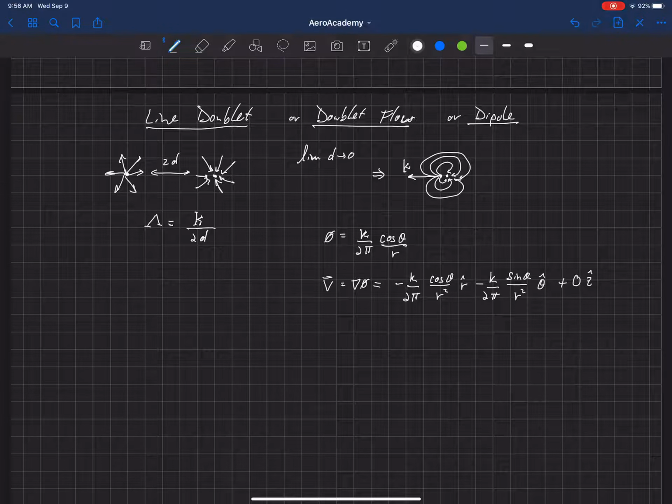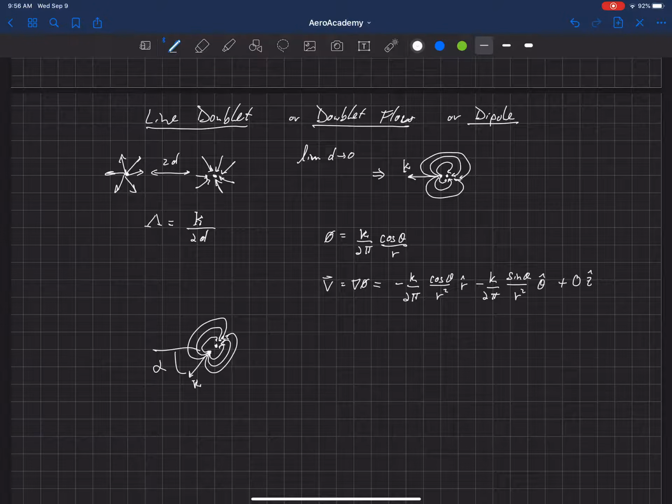Okay, now we can also generalize this. We could actually put this doublet on an angle. So let's just draw a doublet on an angle here, something like that. And so there's our direction there of kappa, and we'll put that at an angle of alpha to the horizontal.